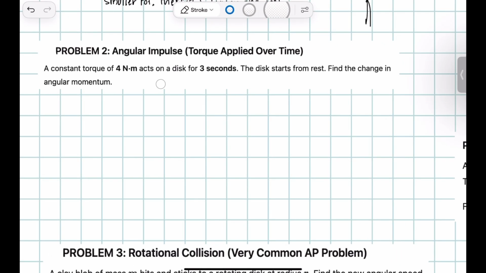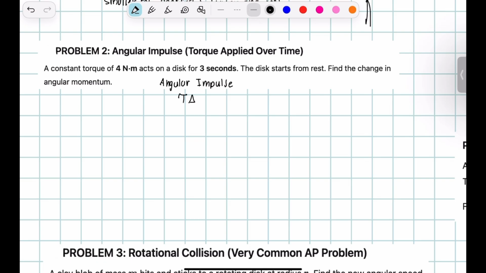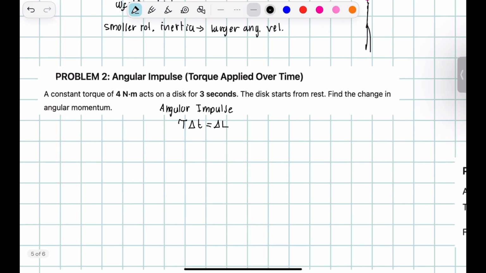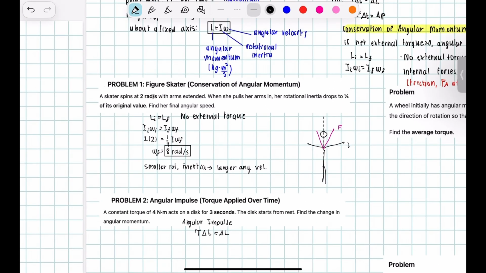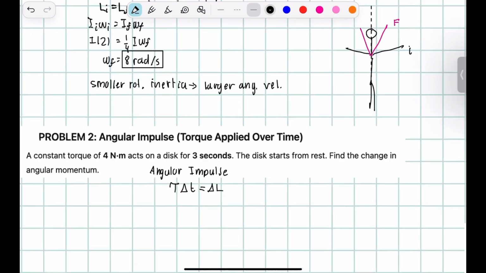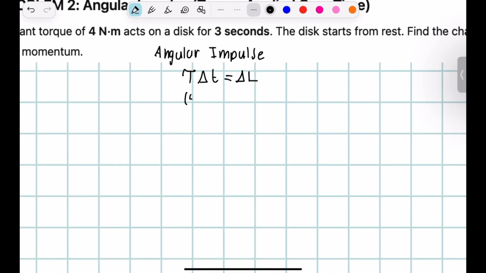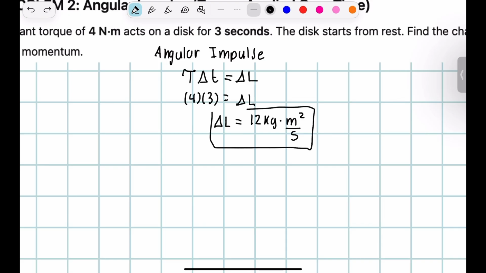So we're going to start off with the formula for angular impulse. This will be tau, torque, times the time interval, which is equal to the change in angular momentum. So plugging in our values, we have 4 times 3 equals delta L. So the change in angular momentum is just 12 kilograms times meters squared per second. Those are the units that are used for angular momentum.